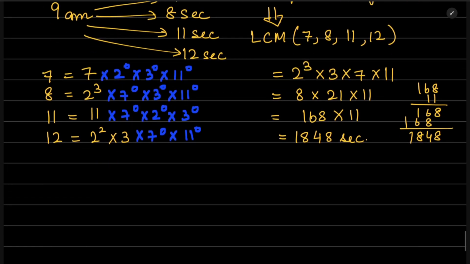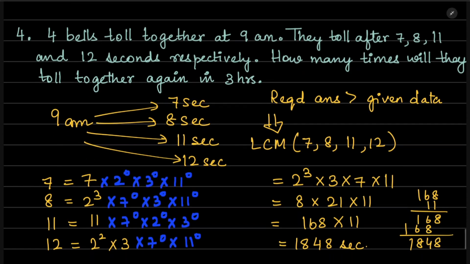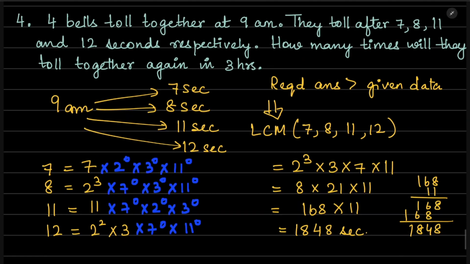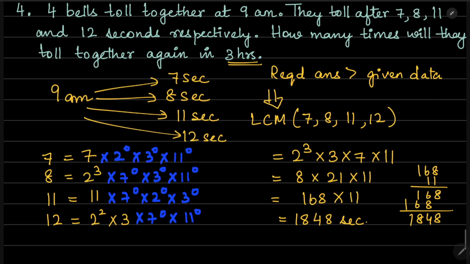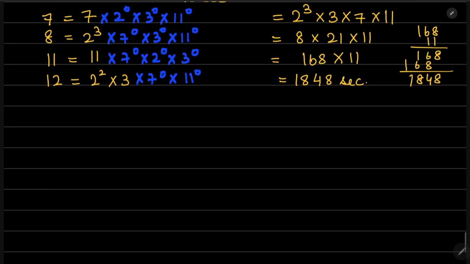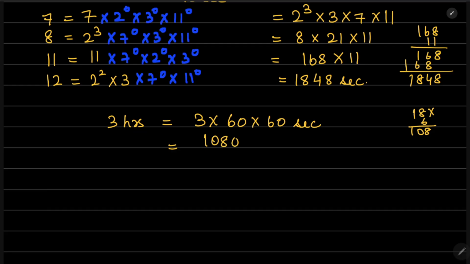Now what they are asked is how many times will they ring together in 3 hours. First of all, this time is in hours, so let us convert it into seconds. 3 hours will be equal to 3 multiplied by 60 minutes, and 1 minute is equal to 60 seconds. So 3 times 6 is 18, 18 into 6, and you get 10800. So 10,800 seconds are there in 3 hours.